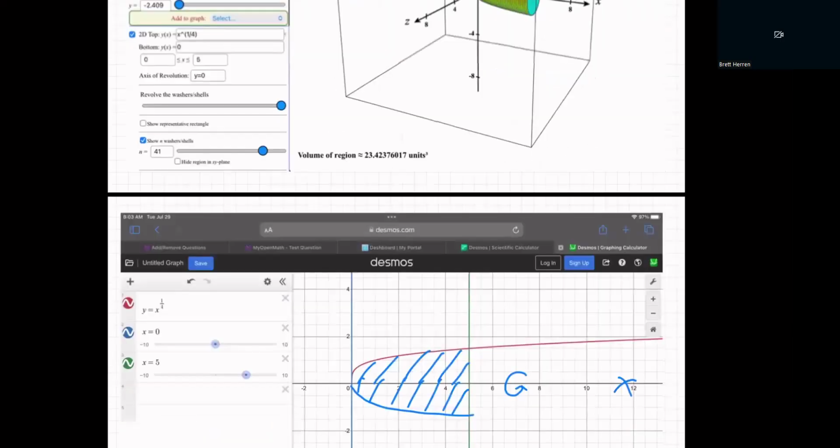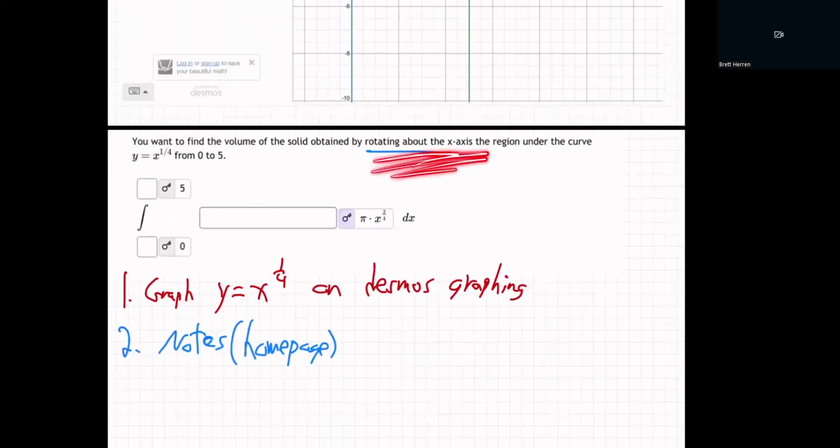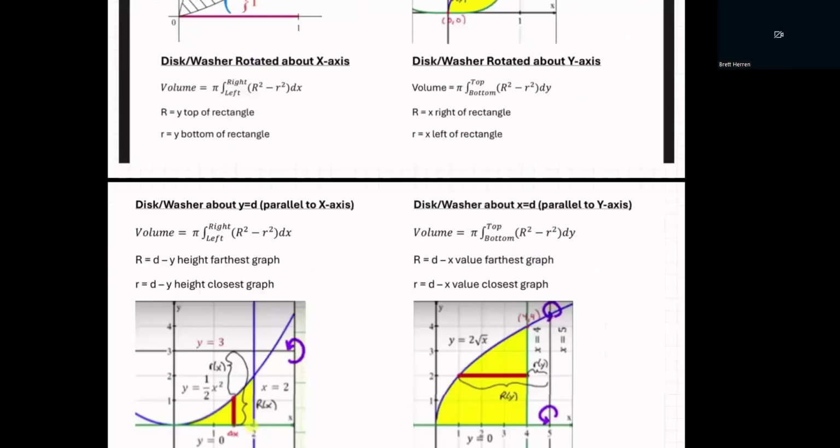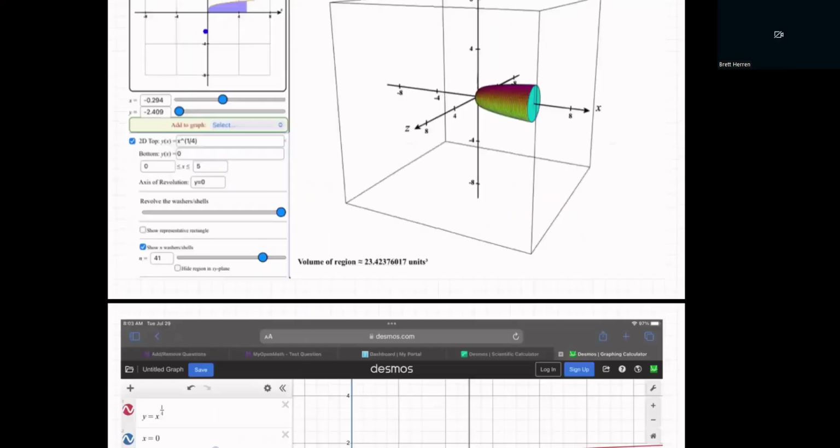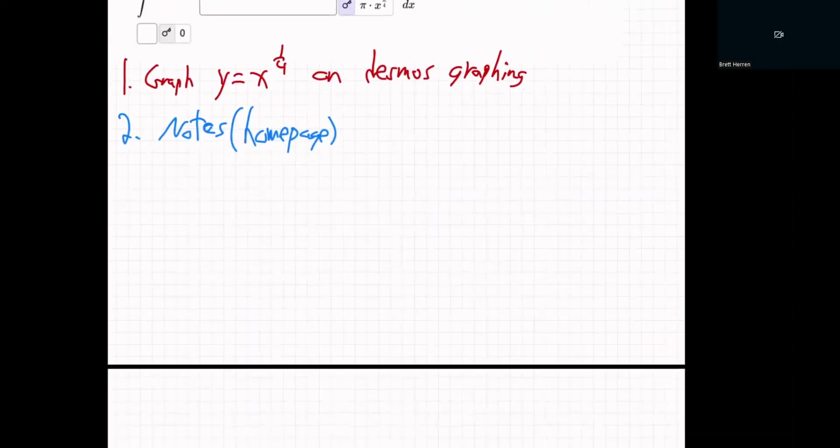In our case, we're rotating about the x-axis. So I'm going to go with this one, rotating about the x-axis. How do you do it? Well, there's the volume formula: integral, pi times the integral from left to right of capital R squared minus the little r squared dx. So I go, okay.